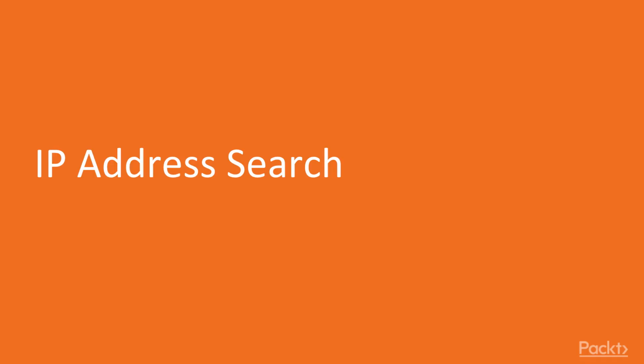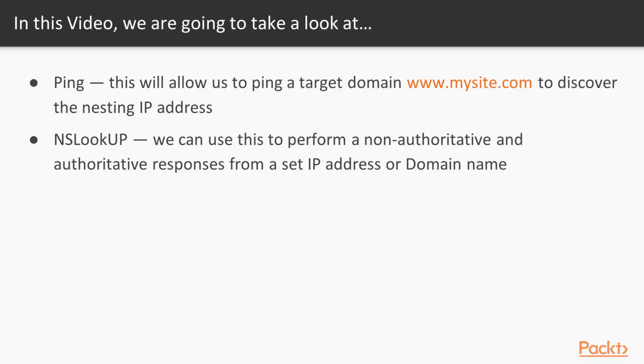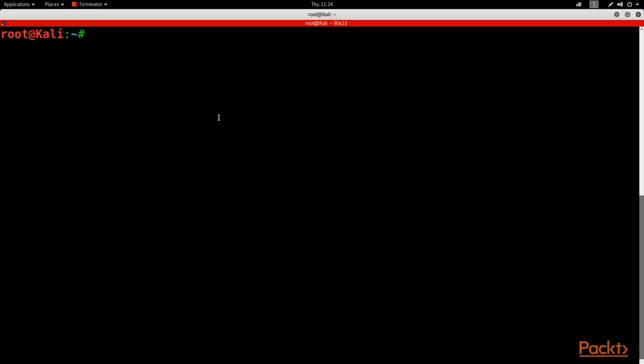Now in this video, IP address search. There's two ways we can do this. The first way is a simple ping command. By doing a ping, we're able to ping a target's domain name, as an example mysite.com, in order to discover the hosting IP address for that domain name. Another thing we can do is an NS Lookup. And this is great. We can perform a non-authoritative and an authoritative response from our IP address or even the domain name. So let's open up our terminal.